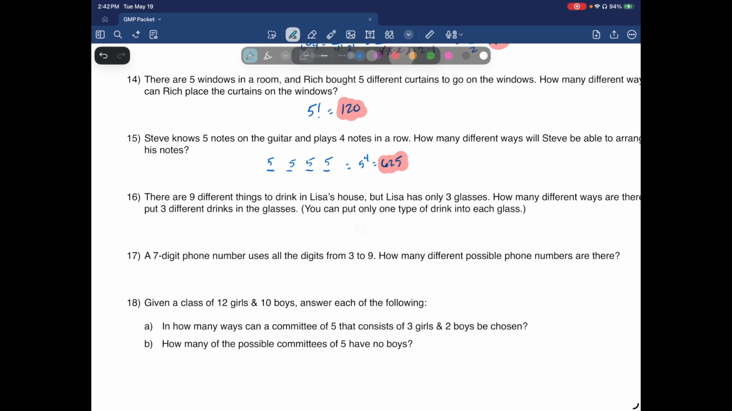That's what that last part is saying. You can only put 1 type of each drink, so once you've used that drink, you can't use it again. All right, so you have 9 choices for the first one, 8 choices for the second, 7 choices for the third. Simple multiplication, you get 504.